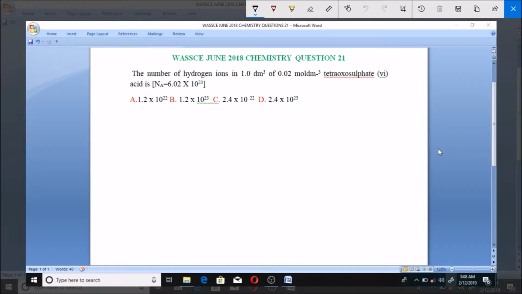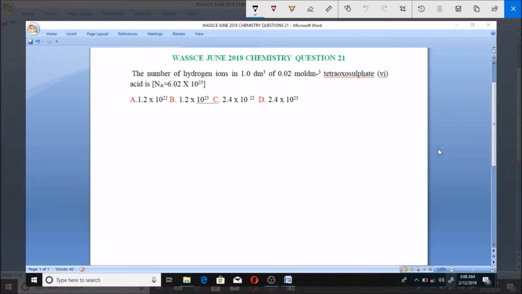Yes, welcome. Let's look at question number 21 for the chemistry past question WAEC 2018. The number of hydrogen ions in 1.0 dm cube of 0.02 mole per dm cube tetraoxosulfate 6 acid is, given Avogadro's number as 6.02 times 10 to the power 23.